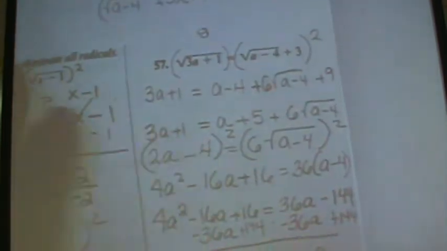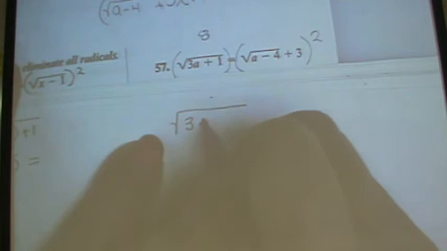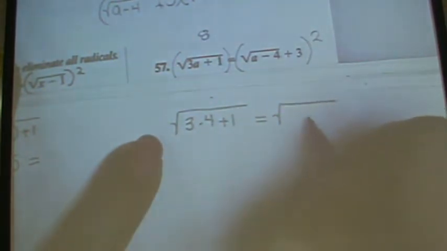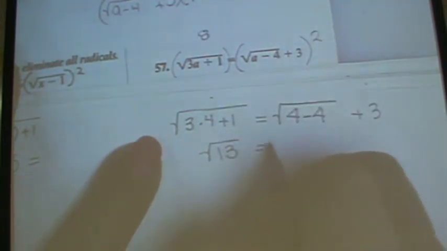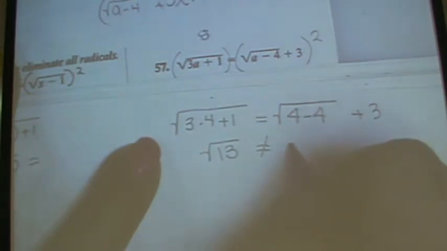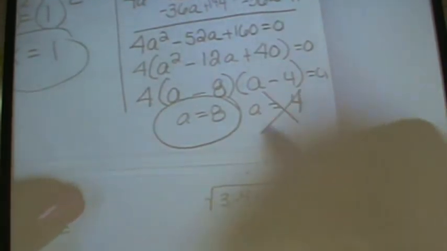And then 4, does 4 work? So 3 times 4 plus 1, does that equal 4 minus 4, square root of that, and then plus 3. So this is 12. 12 and 1 is 13. The square root of 13 does not equal, this is going to give you 0. So it's going to give you 3. So this one's extraneous.